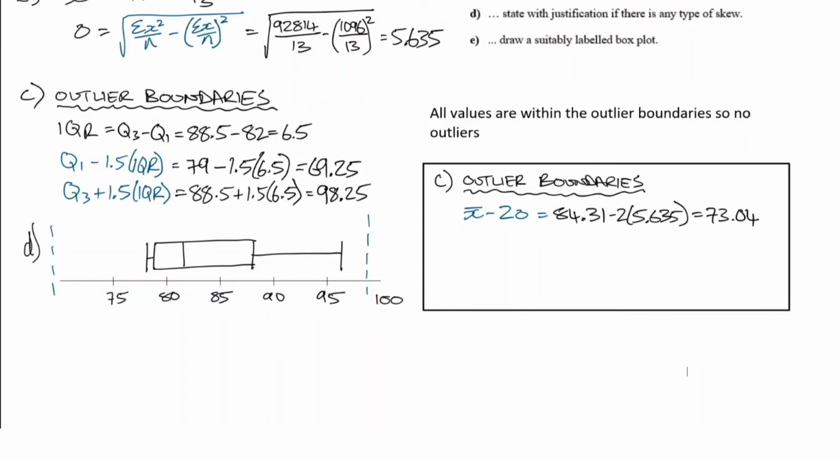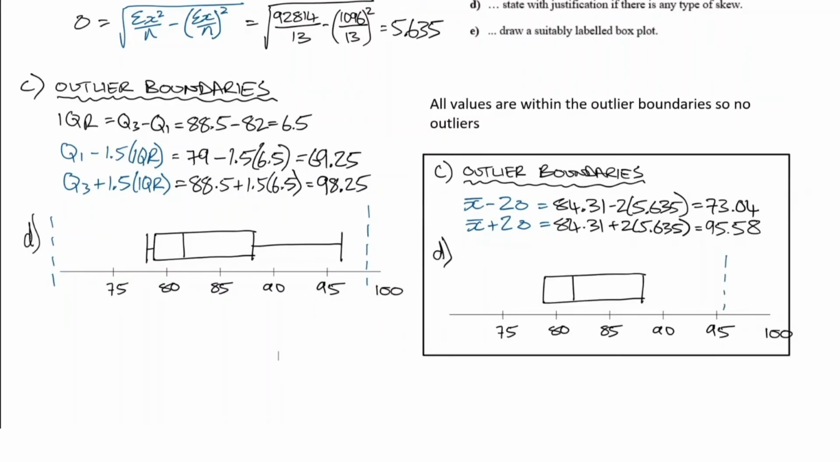So X bar minus 2 standard deviations gives us 73.04, and X bar plus 2 standard deviations gives us 95.58. What does this mean for our outliers? We know that the maximum value is 97, and now our upper outlier boundary is smaller than 97. That means 97 is now an outlier. So if we'd chosen to define our outlier boundaries this way, we would have produced a different box plot. Let's have a look at the box plot we would have produced.